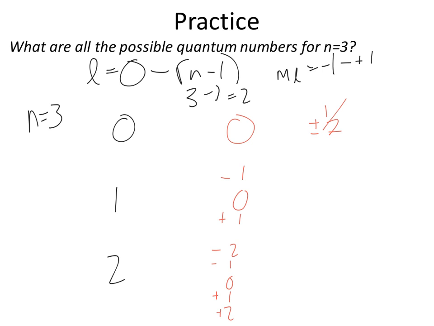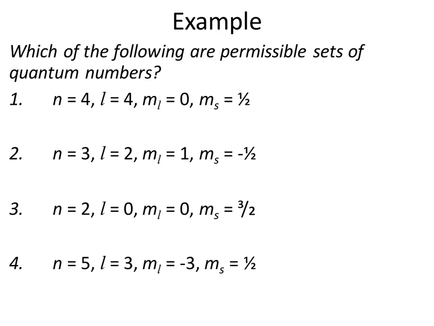Okay, so for this one you'd have plus a half, you'd have minus a half. For this one, plus a half, minus a half, etc. For all of these quantum numbers, you would have 2 possible electrons, one in the upspin, one in the downspin. Okay, so it says, which of the following are permissible sets of quantum numbers? So we have to use our rules and our possible values to figure this one out.